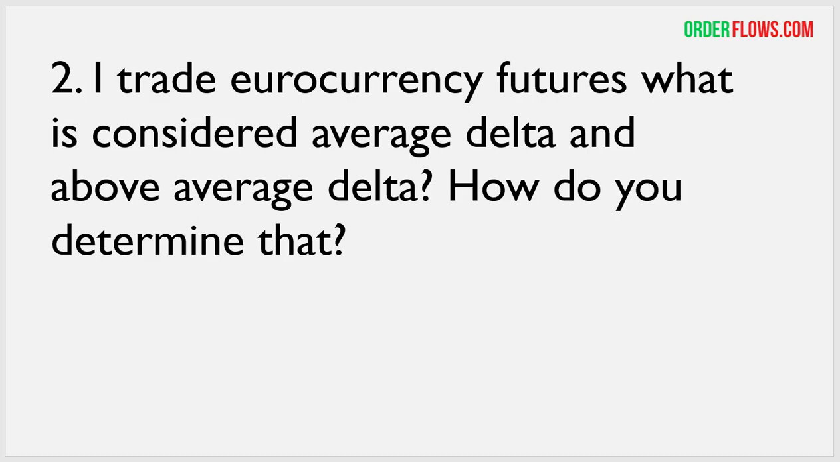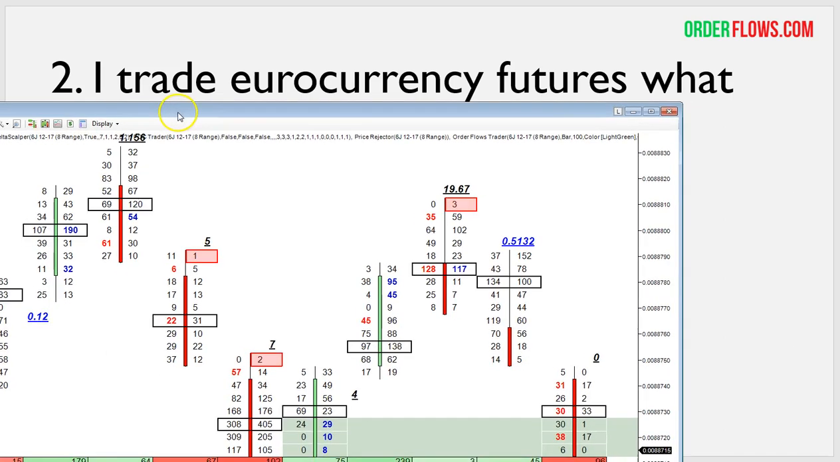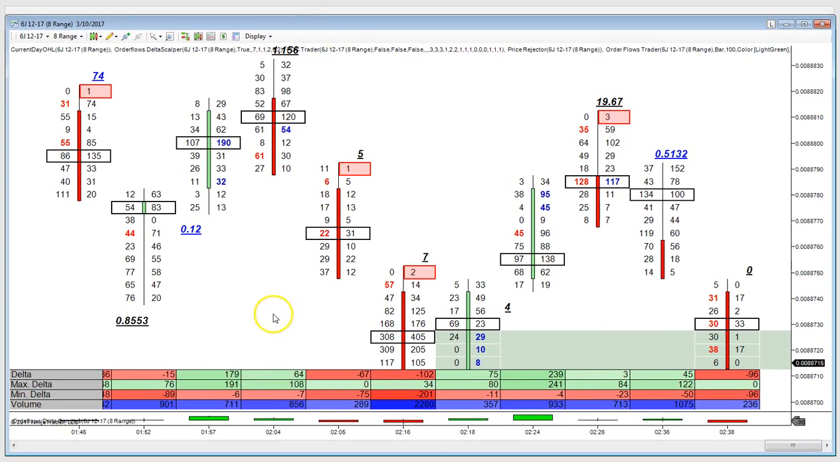If you're trading a 5-minute chart, it's going to be a lot different than trading an 8-range chart. For example, here, this is Japanese yen. I'm going to show you how I determine average delta. On an 8 range chart, average delta on a currency like the Japanese yen is anywhere between 50 and 200. Once you start getting above 200, to me that's a strong delta.